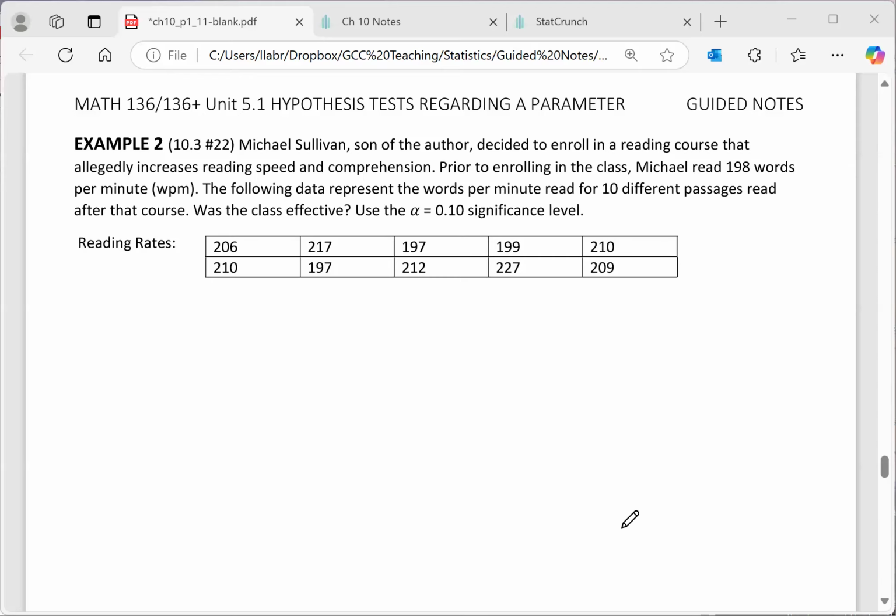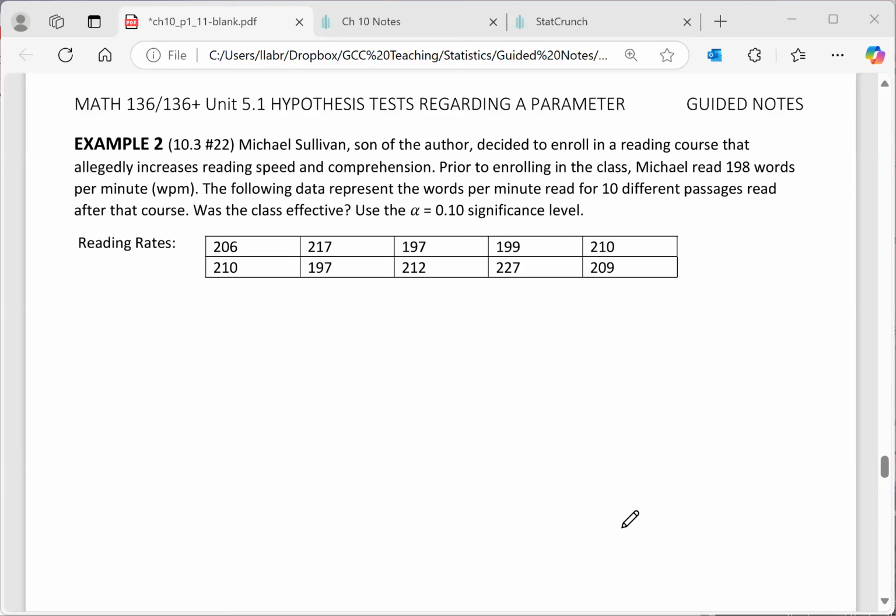All right, here's our last example for this section. Michael Sullivan, son of the author of our textbook, decided to enroll in a reading course that allegedly increases reading speed and comprehension. Prior to enrolling in the class, Michael read 198 words per minute. The following data represent the words per minute read for 10 different passages read after that course. Was the class effective? Use the alpha equals 0.1 significance level.